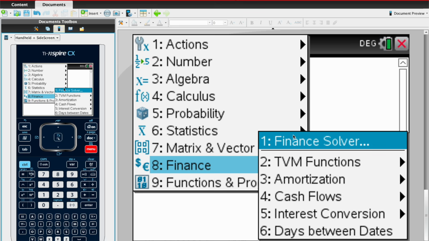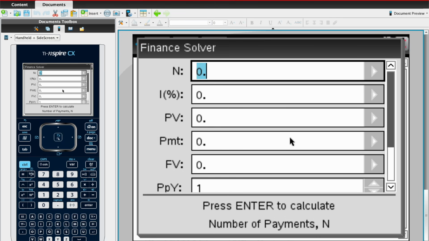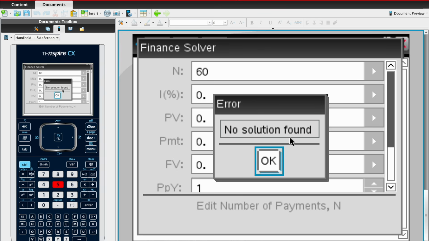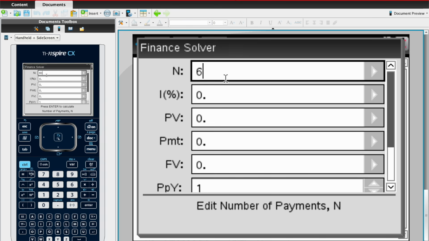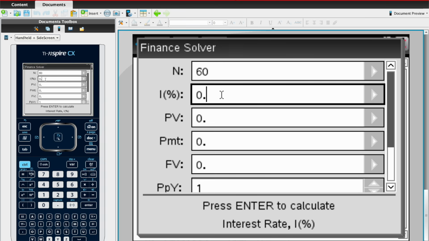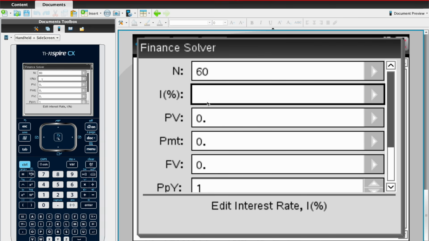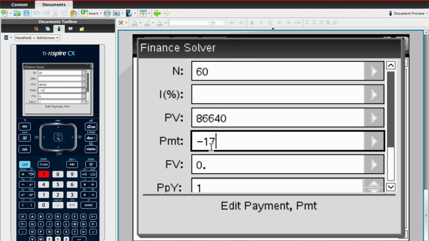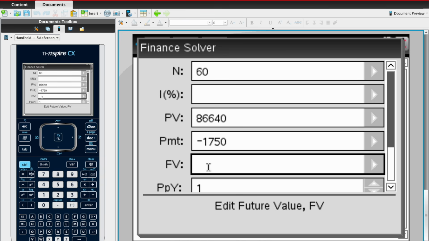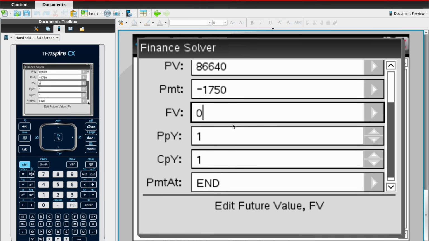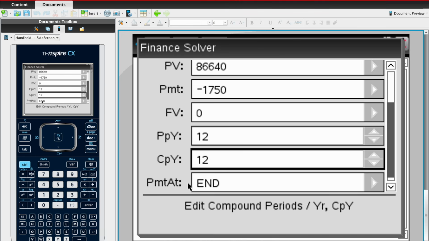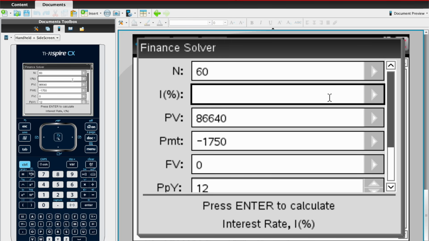Menu, finance, financial solver. We can do this as well, 12 times 5. I always kind of like that trick. Whoops, let me do that again. 12 times 5, and then we can just go into another column. All right. Present value, negative 1750. Final value is 0. And then both of these at the bottom are 12. And then she pays at the end of each month. All right, everything looks good. Let's go ahead and solve.